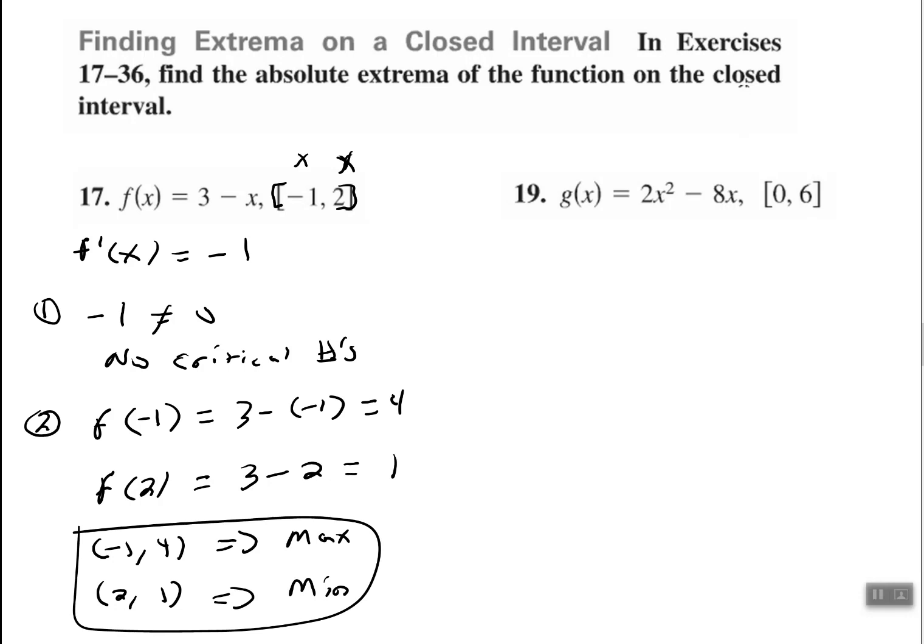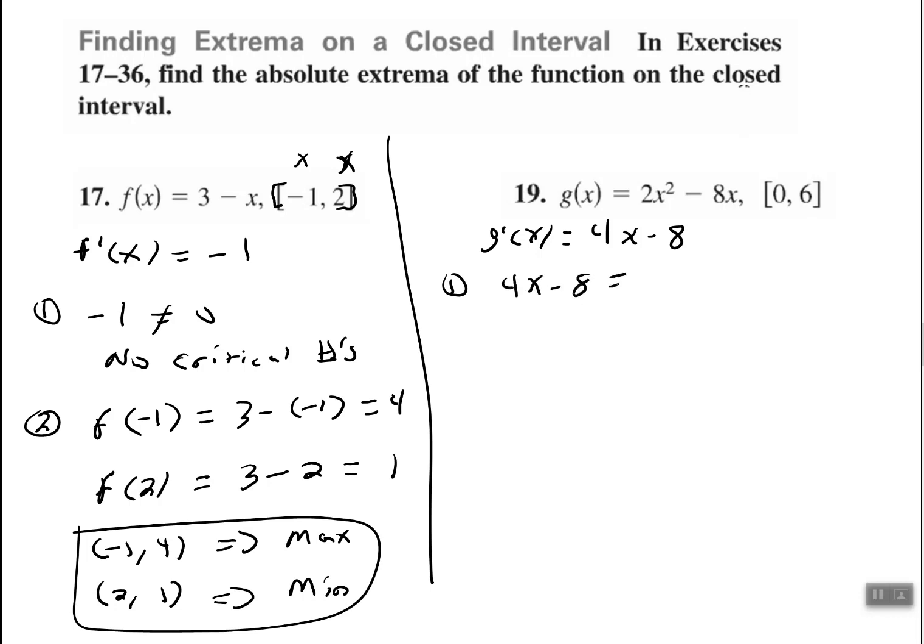Okay, so number 19. Same thing. First thing you do is find your derivative. So 4x minus 8. And then find your critical numbers. To find your critical numbers, set your derivative equal to 0. And solve. So 4x equals 8, and x equals 2. So I have a critical number at 2.